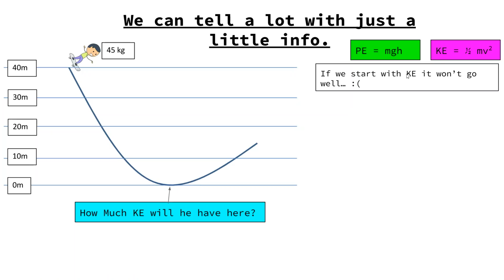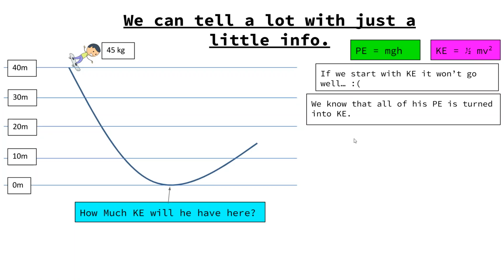Well, if you solve for kinetic energy, look at what you would have to do. Kinetic energy equals 1/2 mv squared. We know his mass, but we don't know how fast he's going down at the bottom. So you won't be able to solve if you start with this purple equation. So sad day, we have to try something else.